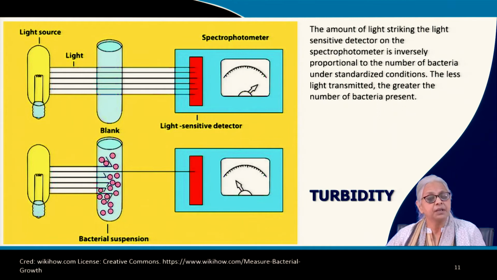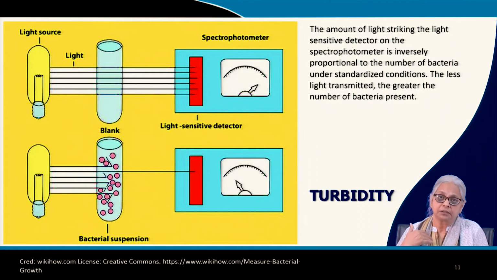So like I said, the same principle, whether it's a spectrophotometer or a turbidity meter, can be used. And just remember that the light passing through the sample is inversely proportionate to the bacterial concentration. So the lesser the amount of light transmitted, the greater the number of bacteria present in the sample.